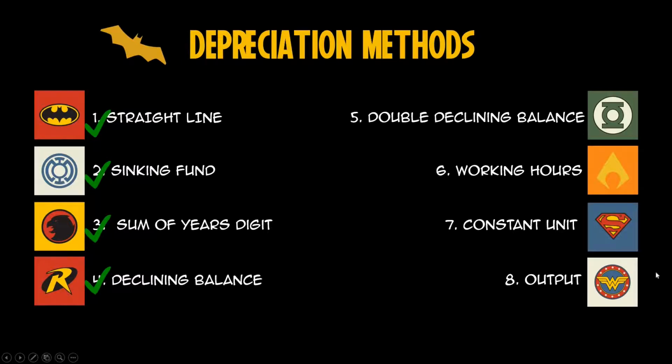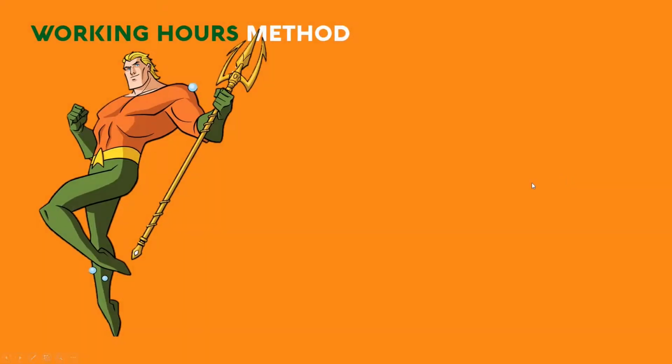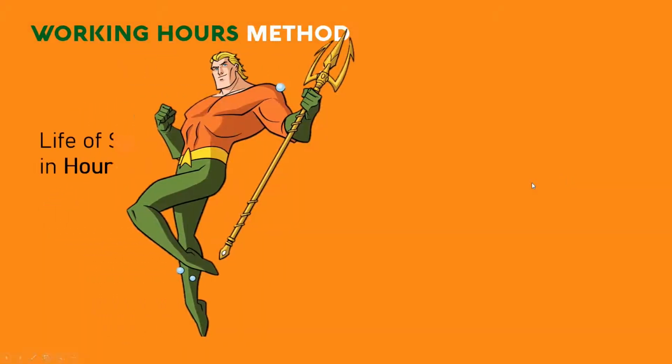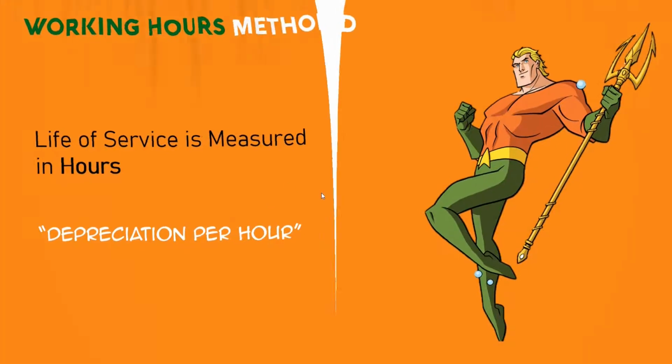Now, let's go to the sixth method. Kaya humana na ta sa double declining balance. And the sixth method is the working hours. Now, working hours method, the definition is that life of service is measured in hours. So, the depreciation is measured per hour. It is based on time and not by interest. So, hour ang naga-define sa depreciation.